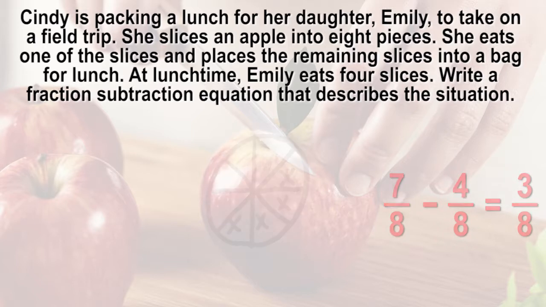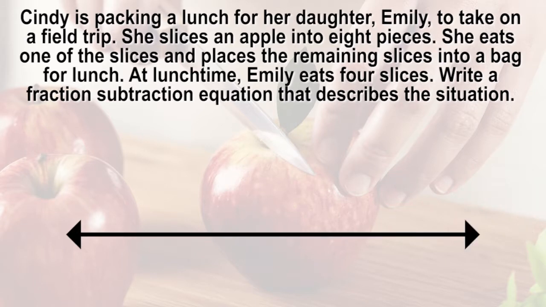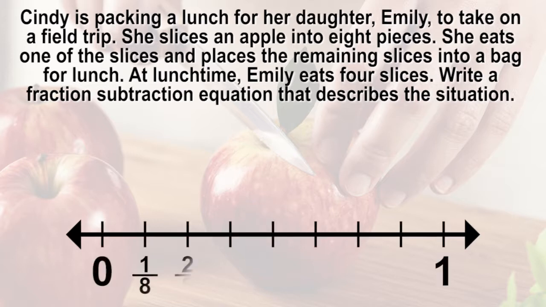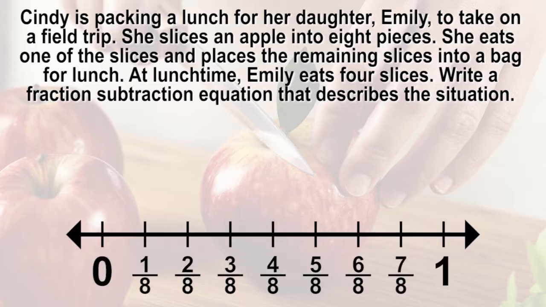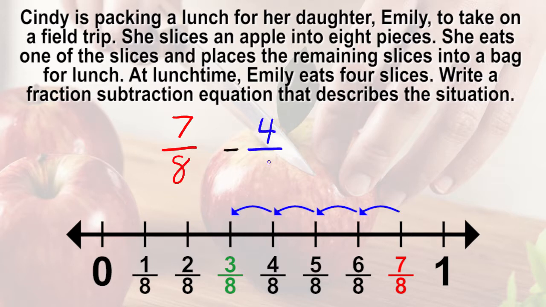A number line could be used in 2 different ways. The first strategy would be subtraction by taking away. Create a number line and partition the length between 0 and 1 into 8 equal parts. Begin at the minuend, 7/8, and make 4 1/8 jumps to the left, which lands on 3/8. This is the difference between 7/8 and 4/8. The equation is still 7/8 take away 4/8 equals 3/8.